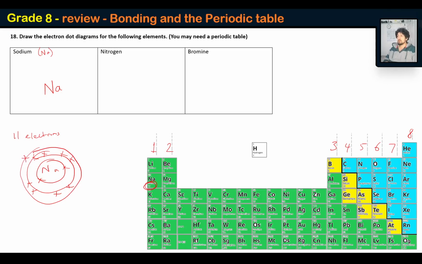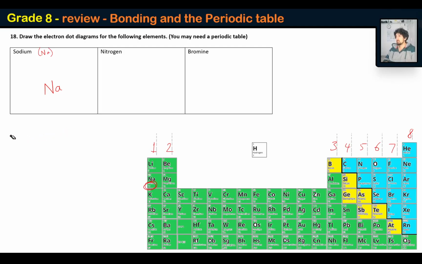But you don't have to worry about this. All you have to do is look at the group number. If it's in group 1, it has 1. Okay? And everything in group 1 has 1 valence electron, just like everything in group 2 has 2 valence electrons, and so on and so forth. So that's sodium with its 1 electron.